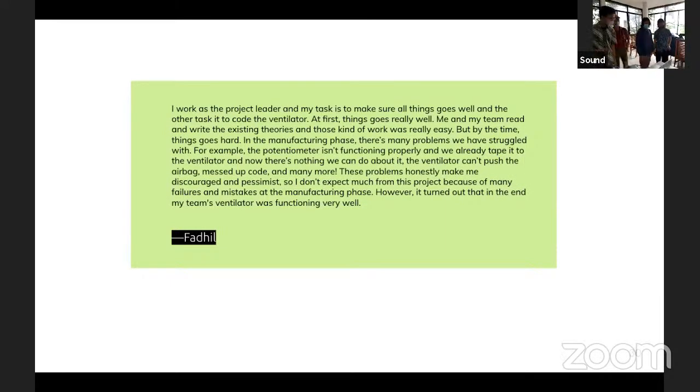I work as a project leader, and my task is to make sure all things go well, and my other task is to host the ventilator. At first, things went well. Me and my team wrote the existing theories and knowledge about this ventilator, and it seemed pretty easy. But with time, things got hard.